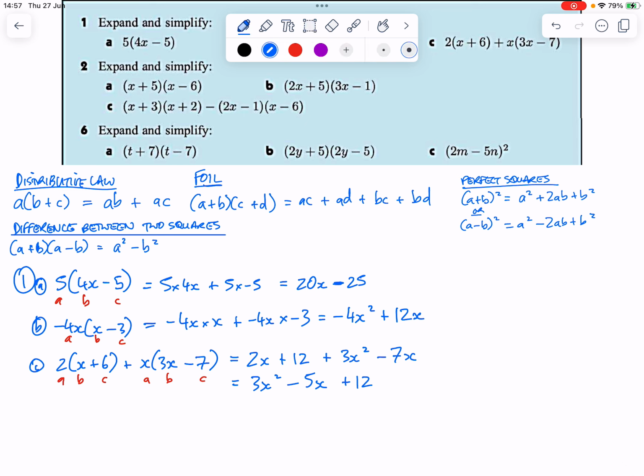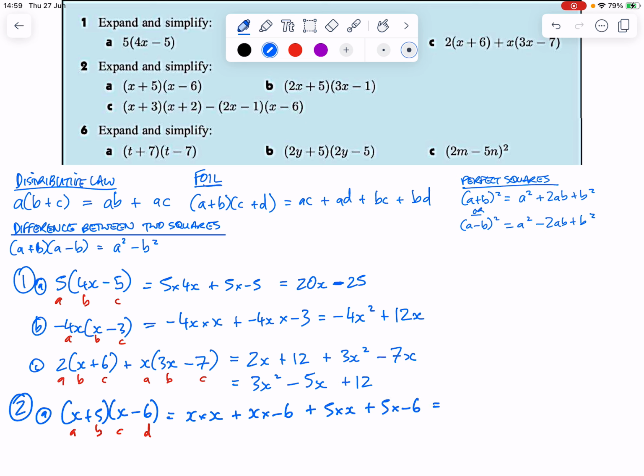2A: (x plus 5)(x take 6). That is FOIL. FOIL is A, B, C, D. So A times C for firsts is x times x, plus outers, x times negative 6, plus inners, 5 times x, plus lasts, 5 times negative 6.